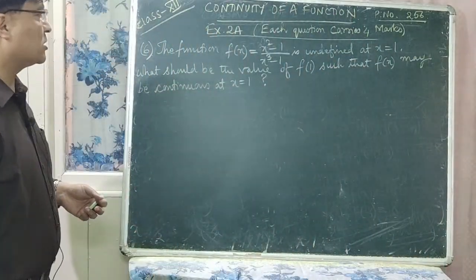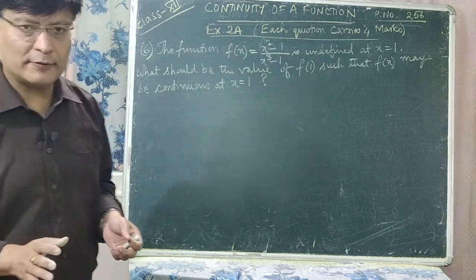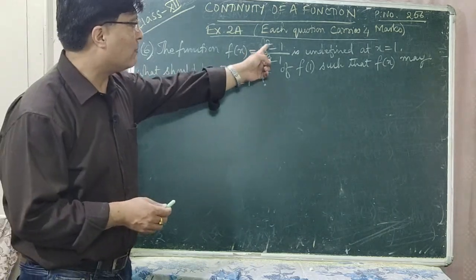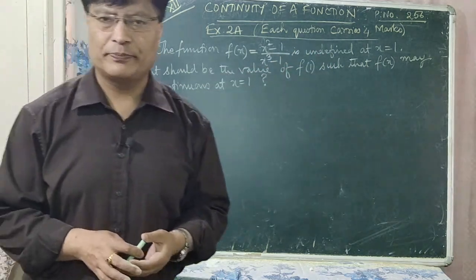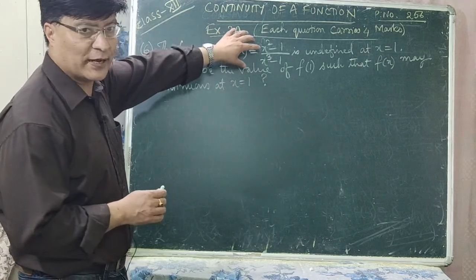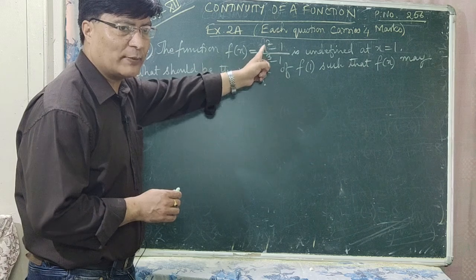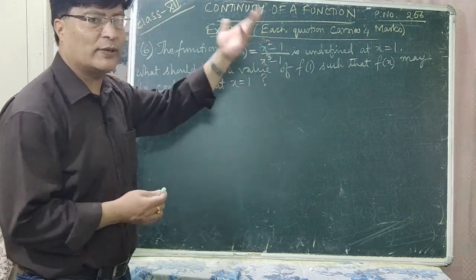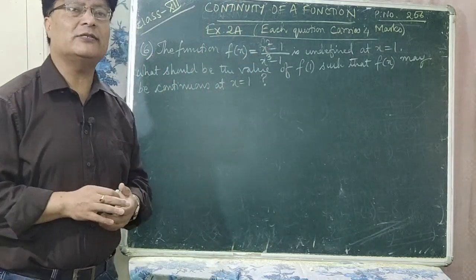Now let's do question number 6. It is similar to question number 5. The function f of x is equal to x square minus 1 upon x cube minus 1 is undefined at x is equal to 1. If you put x is equal to 1 here, 1 square minus 1, 1 minus 1 is 0. 1 cube is 1, 1 minus 1 is 0. That is 0 by 0, which is always undefined. So at x is equal to 1, this function f of x is undefined.